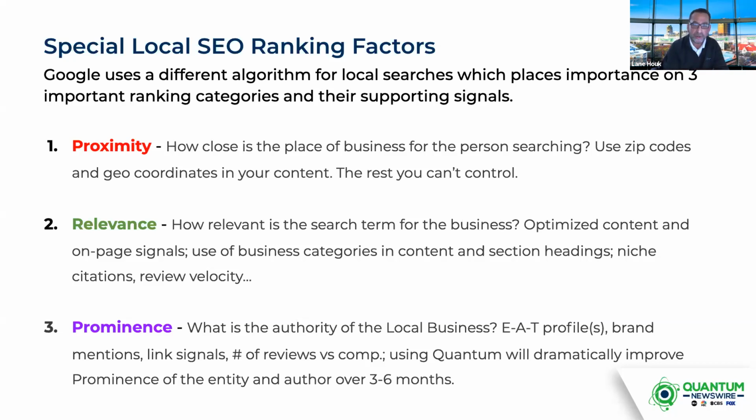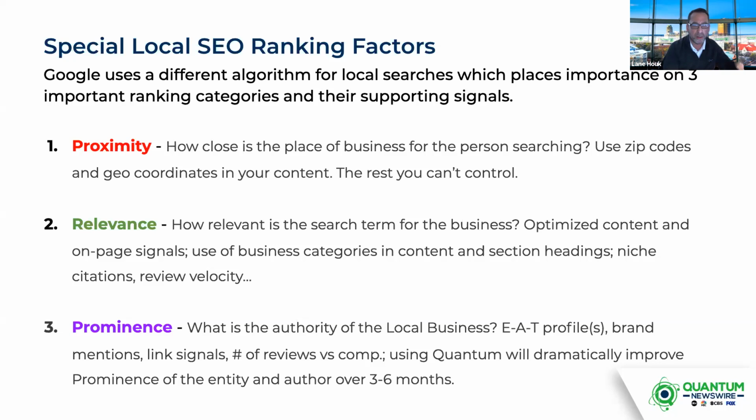But what you can do to help produce proximity signals is use zip codes and geocoordinates in your content. So use zip codes and geocoordinates wherever you feel is appropriate. Sometimes it doesn't look right to have zip codes in an article, but you can certainly put zip codes and geocoordinates in your image metadata, for example, right? So there are different places that you can use zip codes and geocoordinates, and that'll send off some type of proximity signals for the local algorithm.